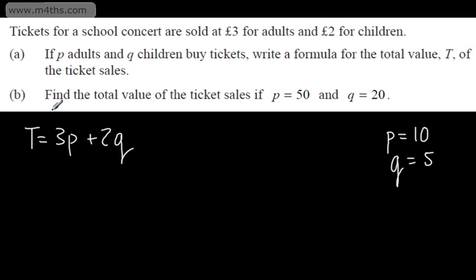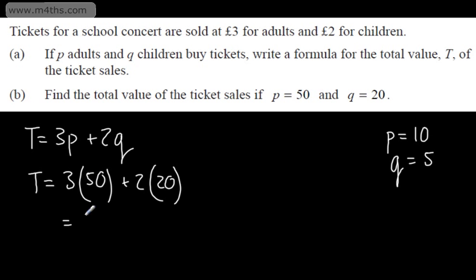Okay, so in this part we need to find the total value of the ticket sales if P is 50 and Q is 20. We simply need to substitute in. T, the total, is going to give me 3 lots of 50 plus 2 lots of 20. This is how many adults went. This is how many children went. So for every one of these adults they're spending £3, that's going to be 150. The 20 child tickets were £2 each, and that's going to give 40 rather than 24.